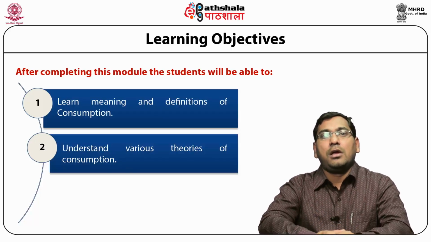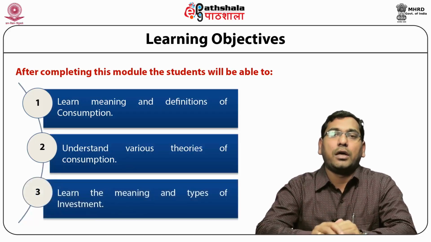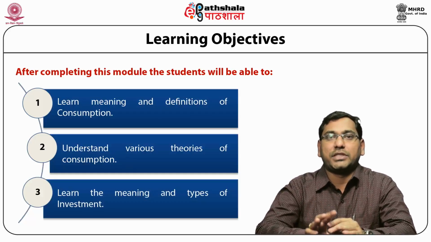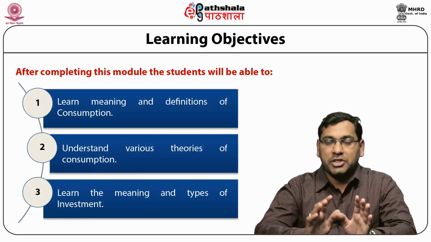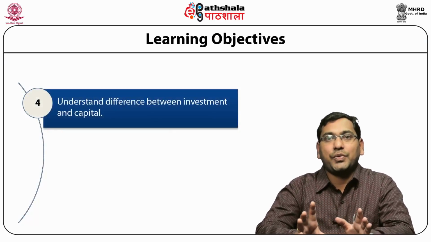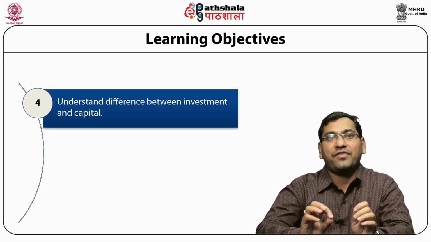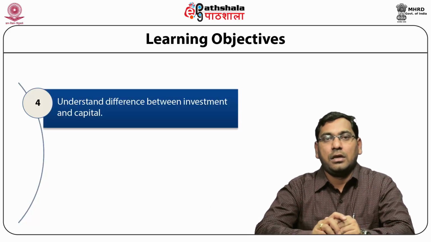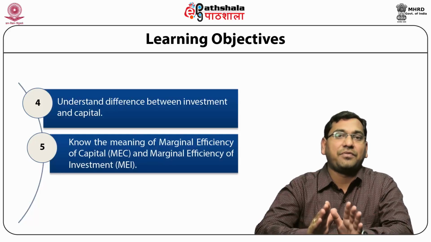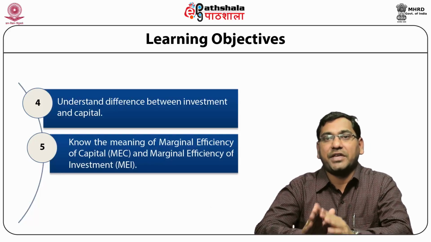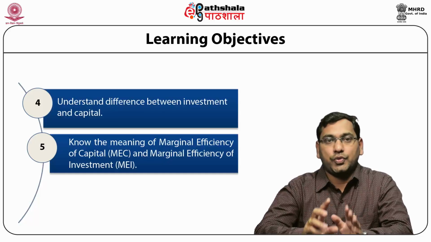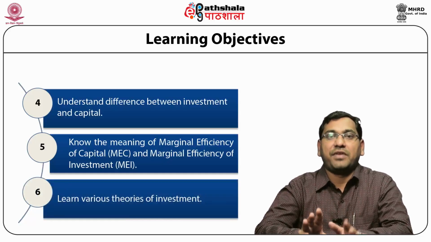affect consumption. The students would also be able to learn the meaning and types of investment, and there are different types of investment depending upon the purposes, and they would be able to distinguish between different types of investment. The students would be able to understand the difference between investment and capital, and there is this minute difference between capital and investment. After completing this module, the students would also be able to know the meaning of marginal efficiency of capital and marginal efficiency of investment, or the difference between MEC and MEI. Lastly, the students would be able to learn various theories of investment.